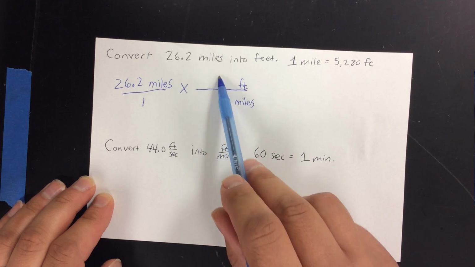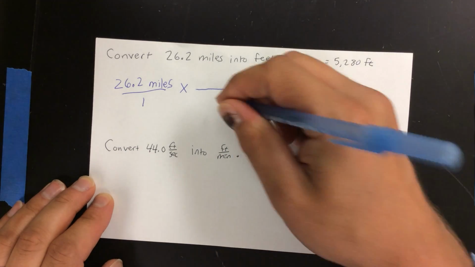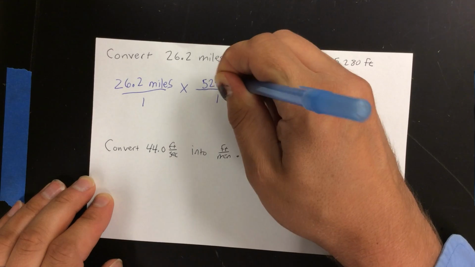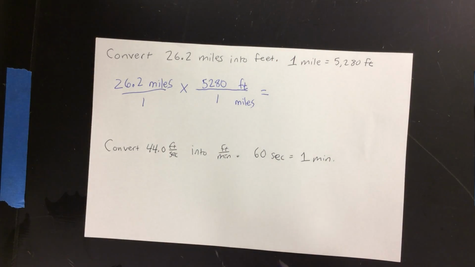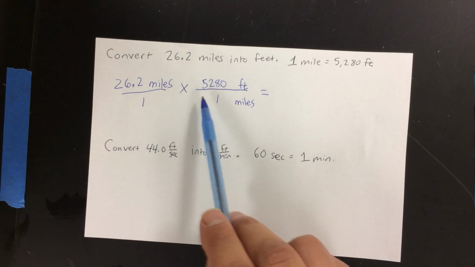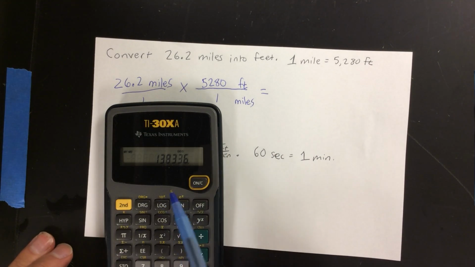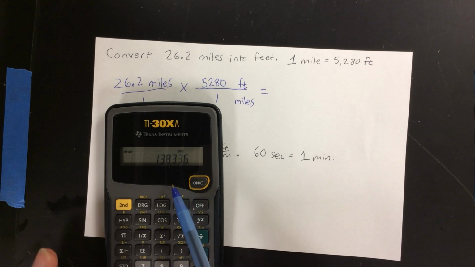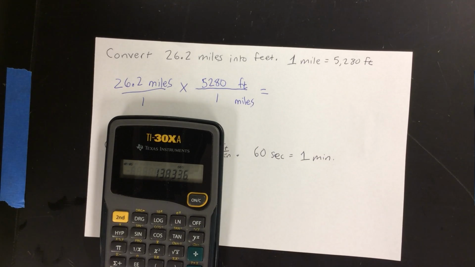So to make this factor label method work, we have to have the top and bottom values in this fraction as equal amounts. So this reminds us that 1 mile is exactly 5,280 feet. So we take our calculator and we multiply 26.2 by 5,280. Now with my calculator here, it says 138,336. I could write that down, but we have to also pay attention to significant figures.